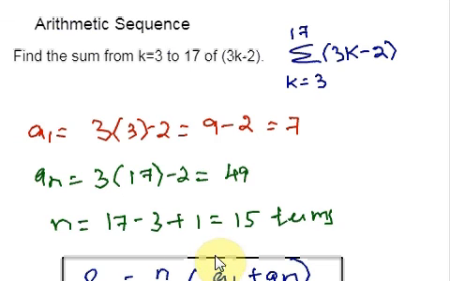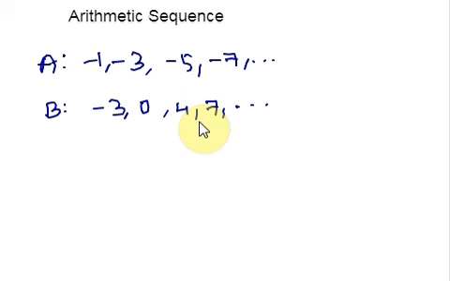Let me take one example and explain how to check whether a sequence is arithmetic or not. I have posted two sequences, sequence A and sequence B. In sequence A, we have -1, -3, -5, and it keeps going on. In sequence B, we have -3, 0, 4, 7. Sequence A is an arithmetic sequence because every pair of consecutive terms has a common difference of -2. If the numbers are very small, you can imagine a number line and plot those points to find the difference. That would be one of the easiest ways to find the difference.